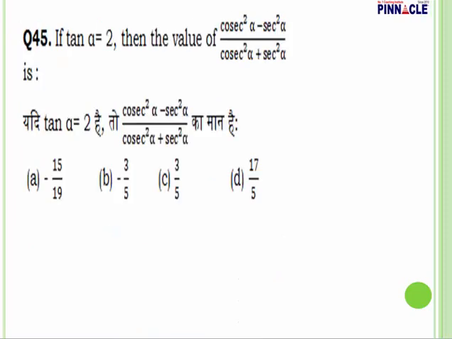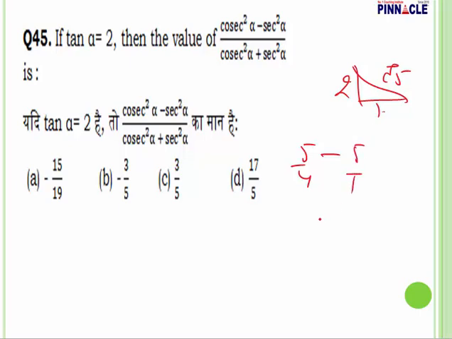Question number 45, if tangent alpha is 2, then we have to find the value of this. Tangent alpha is 2, perpendicular by base is equal to 2. It means hypotenuse will be square root of 2 square plus 1, root 5. Now write here cosecant square alpha. Cosecant is root 5 by 2. Square of that would be equal to 5 by 4. Minus secant square alpha. Cos is 1 by root 5, secant is root 5 by 1, and square of that will be equal to 5 by 1.